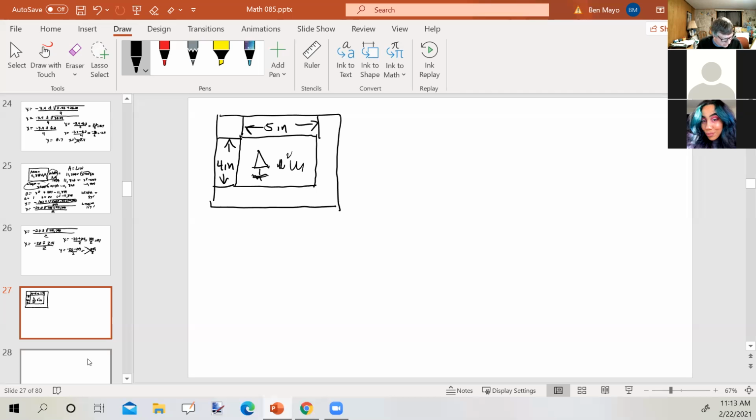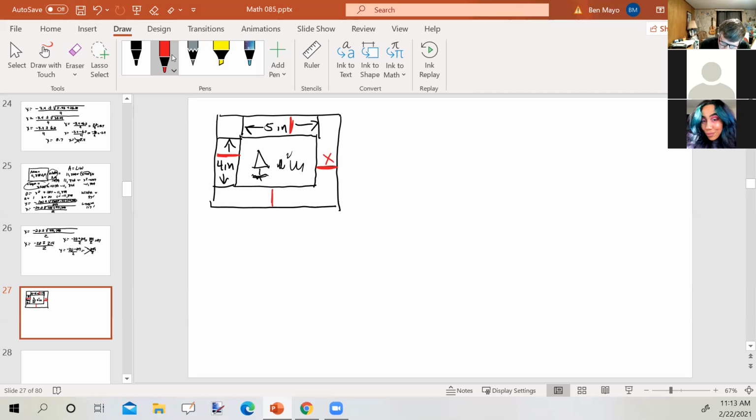Okay, the matting around the picture has a uniform width. So this distance right here, let's do that in red, this distance and this distance and this distance and this distance, they're all the same, okay? The matting around the frame, let's call that X. How wide is the matting if the area of the matting equals the area of the picture, round to the nearest hundredth of an inch?